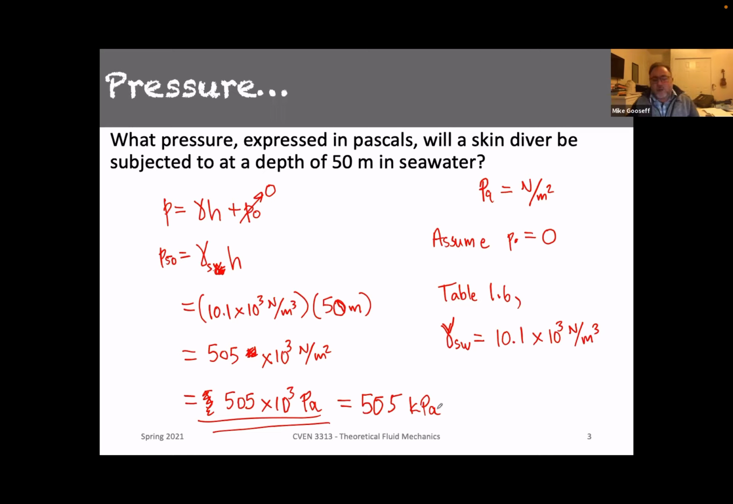The other question, though, that I have is what about significant figures? You'll note that, let me change colors here real quick.